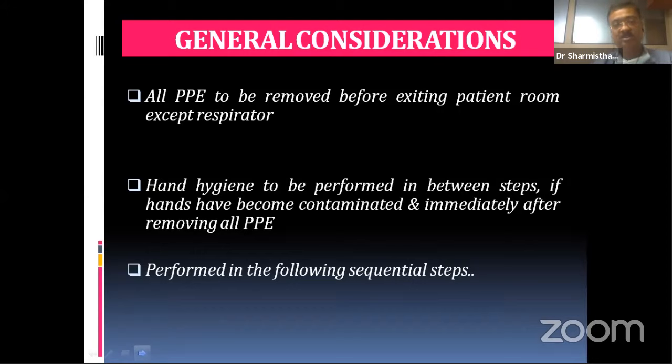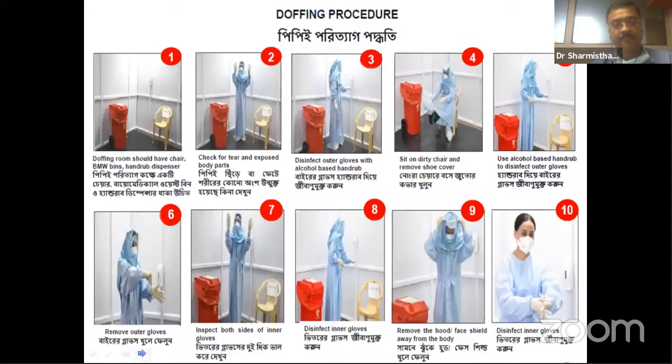And hand hygiene should be done with every step. Now you should follow the sequential steps. So this is how you can go for a doffing procedure. There should be an area where you can throw off all the doffing items, gloves and everything. There should be a chair where you can sit. The first you start with is the shoe cover.